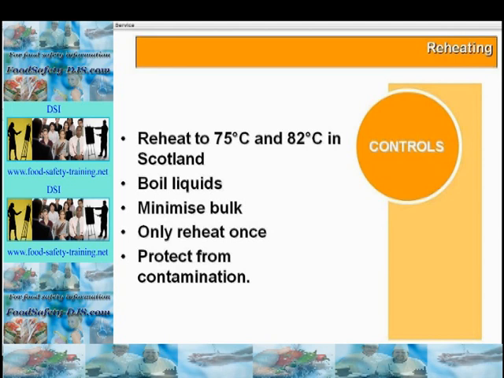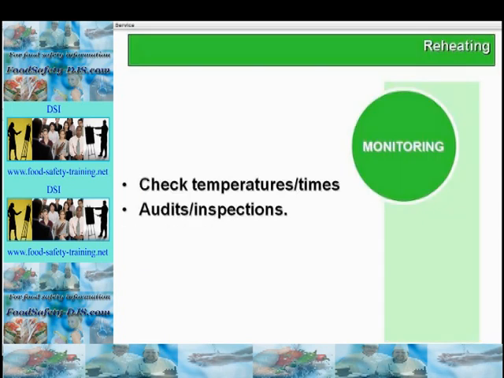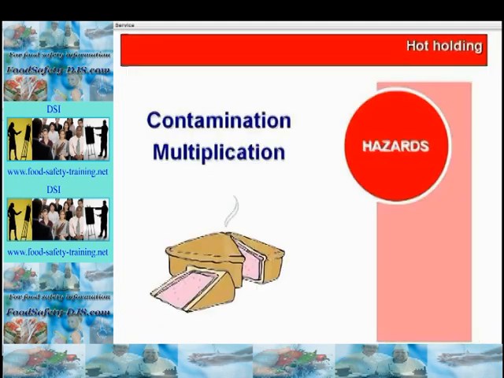Maintain liquid products boiling for several minutes. Minimize bulk and stir frequently. Never reheat food more than once. Protect from contamination. Then serve immediately or hot hold above 63 degrees Celsius. Follow manufacturer's instructions. Avoid long, slow cooking at low temperatures. Monitoring methods for reheating include checking the temperatures and times, and again audits and inspections.